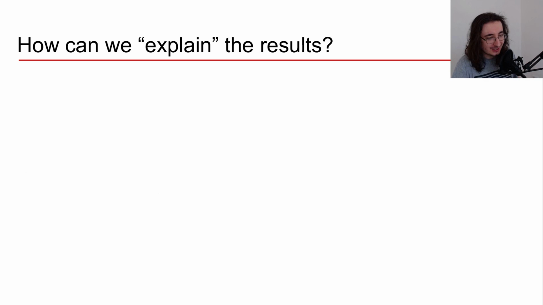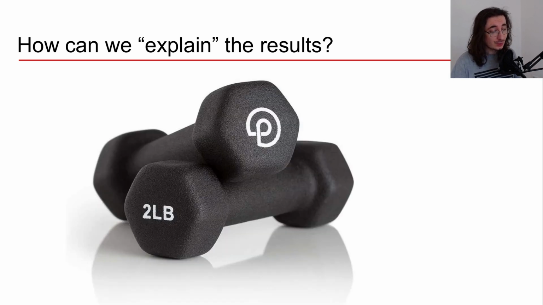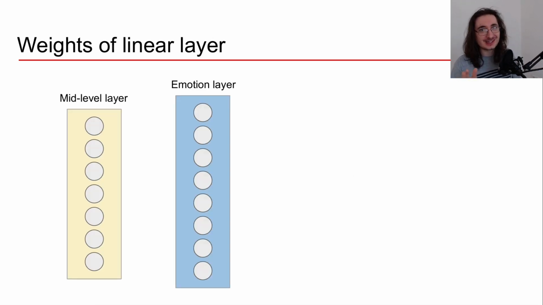But now you may be wondering, how can we explain the results? Because I've been bragging about explainability all the time here. So let's take a look at how we can explain the reasoning behind the network. For that, we can use weights. Not this type of weights, another type of weights. So let's understand what that is.